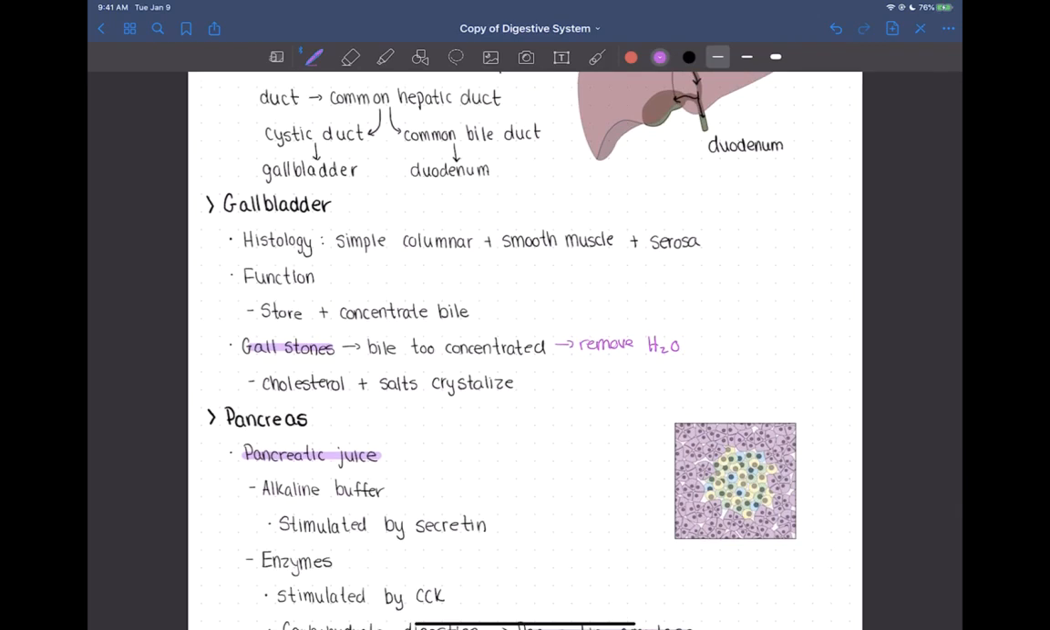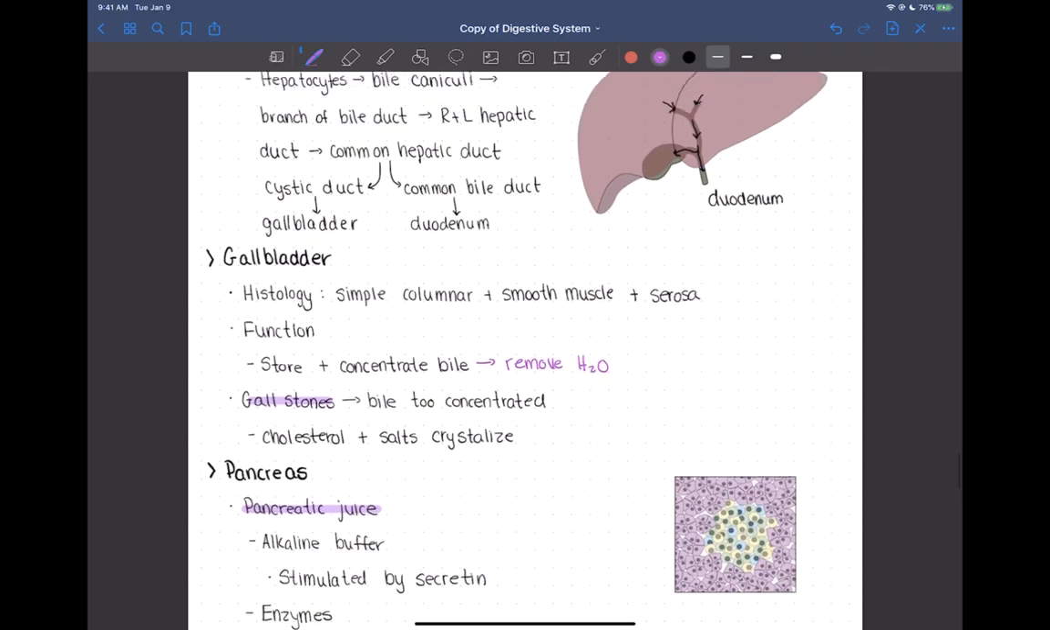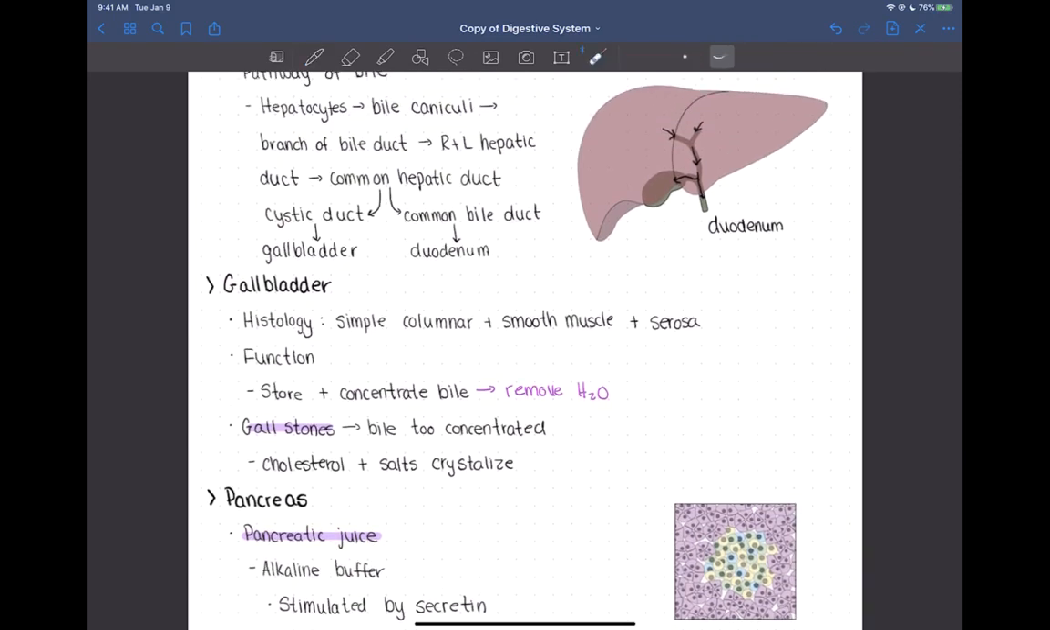And so gallstones can form, and if it's chronic, a lot of times the gallbladder will be removed. They form because the gallbladder perhaps over-concentrates the bile. So the cholesterol and the salts in the bile will start to crystallize, and they'll form these gallstones.